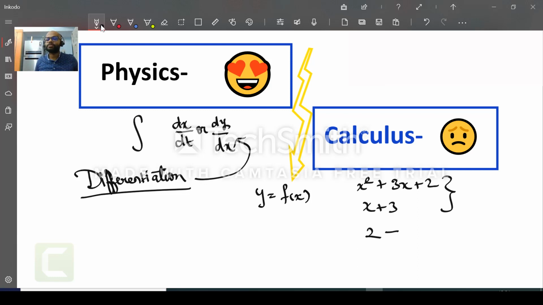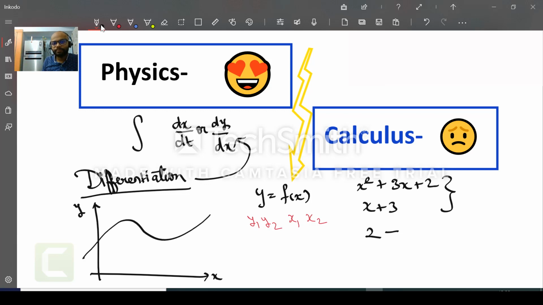I want you to focus on these two. If I give different values of x, I'll keep getting different values of y. If I put x1, you'll get y1. If I put, let's say, x2, you'll get y2. So for different values of x, you keep getting different values of y. And if we were to plot a graph using these values, you'll get different points over here, and if you join all of them, what you get is a graph.